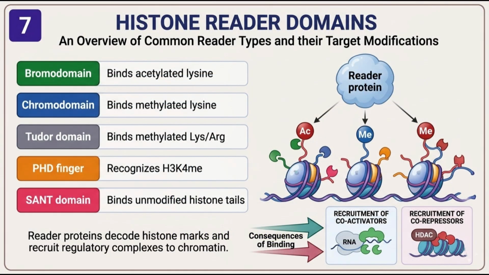Histone reader domains. Histone modifications exert their effects through proteins containing specialized reader domains. Bromodomains recognize acetylated lysine residues. Chromodomains bind methylated lysines. Tudor domains recognize methylated lysine or arginine residues. PHD finger domains often recognize H3K4 methylation, which is associated with active chromatin. Some domains interact with unmodified histone tails. These reader proteins decode histone marks and recruit regulatory complexes to chromatin.